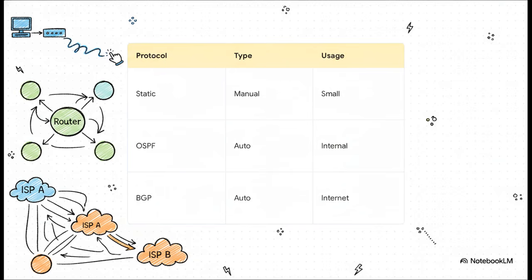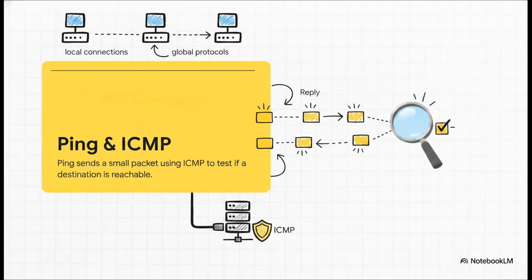In a very real sense, BGP is the protocol that literally makes the internet exist by connecting these massive companies together. All right, let's just hit pause on our build for a second. We've got local connections, we've got routers, we've got these massive global protocols, but does it actually work? Let's test the path with a ping.